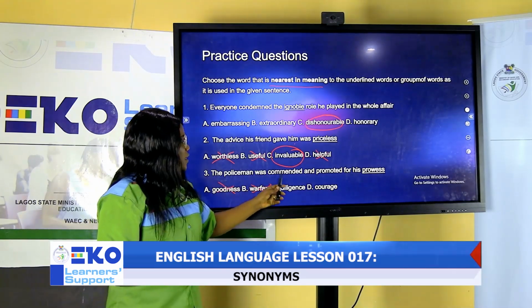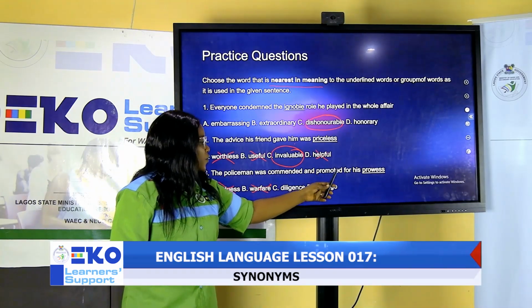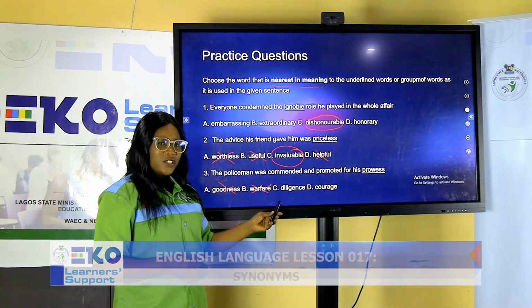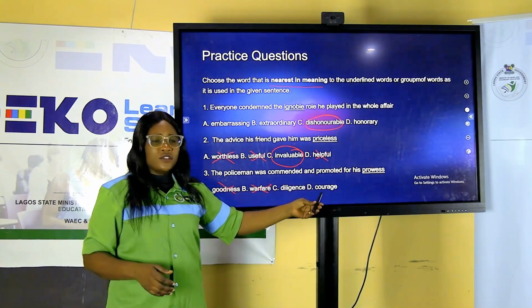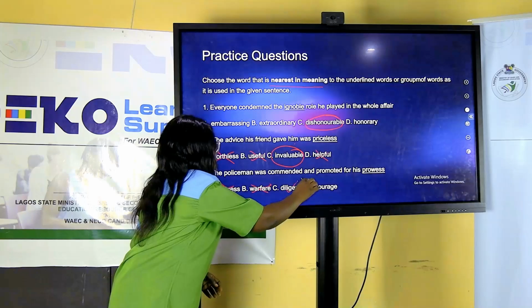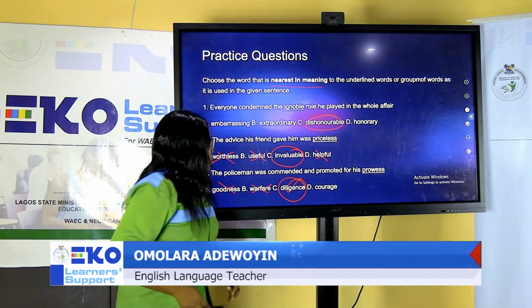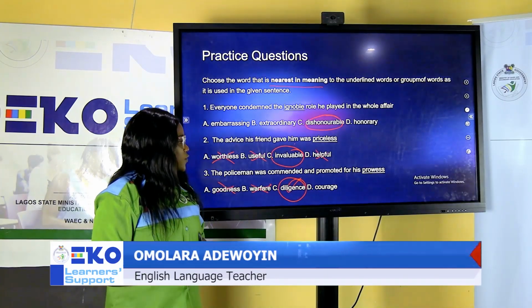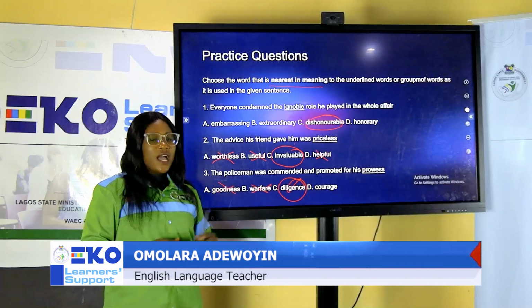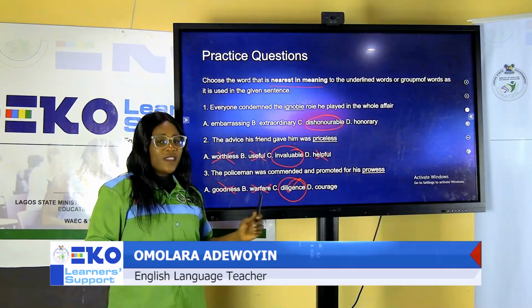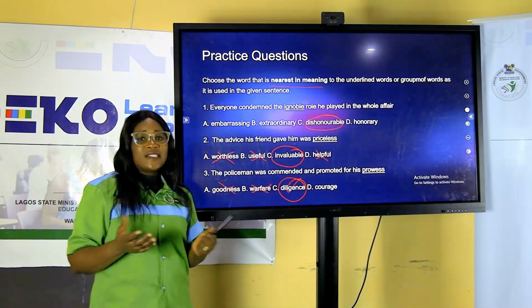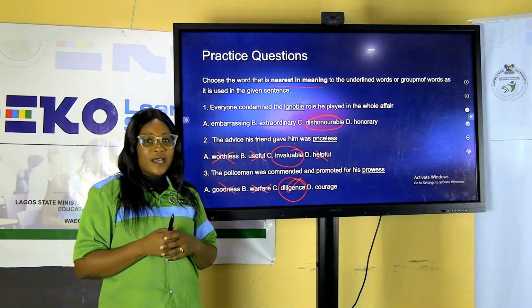He was commended and promoted for his diligence or for his courage. This is the right answer. He was commended and promoted for his diligence. I hope you understand this. Do more practice tasks in your WAEC and NECO study packs.